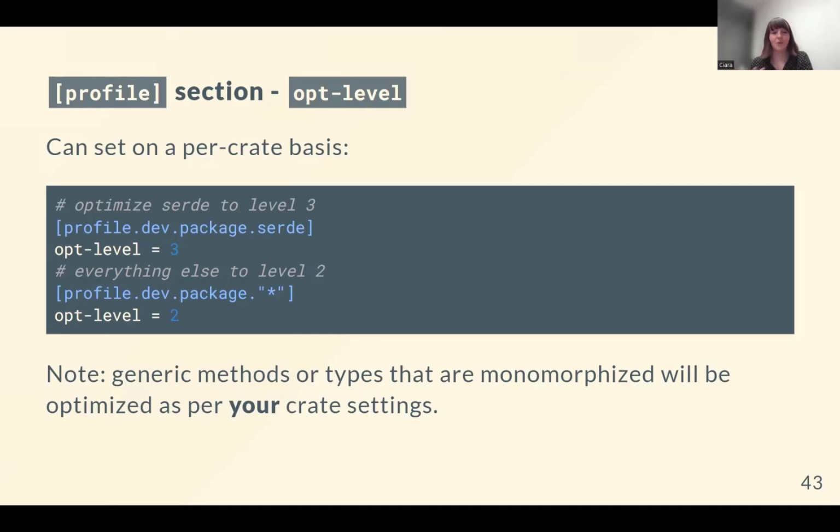One thing that I hadn't considered, which Jon calls out, is the fact that generic methods or types that are monomorphized will be optimized as per your crate settings, which is something to think about. So if you've got a generic type that's getting stamped out for some specific type in your crate, that's where the implementation lives. It lives in your crate, even though the generic function might have lived in a different crate. Your implementation of it, which is essentially what you're doing when you're using the templates there, is going to be optimized per your crate settings. Interesting thing to think about.